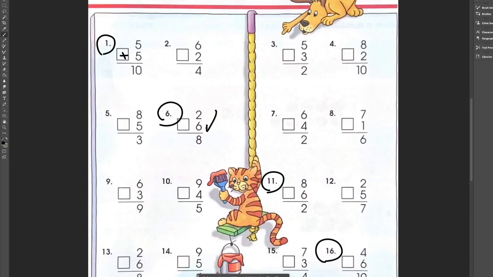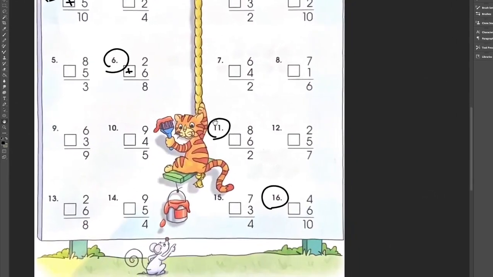Alright, so same thing here. We take a look at the resultant number, and we take a look at the original number. 8 is greater than 2, so we know we have to add something to that 2 to make it 8. So again, this will be a plus sign.